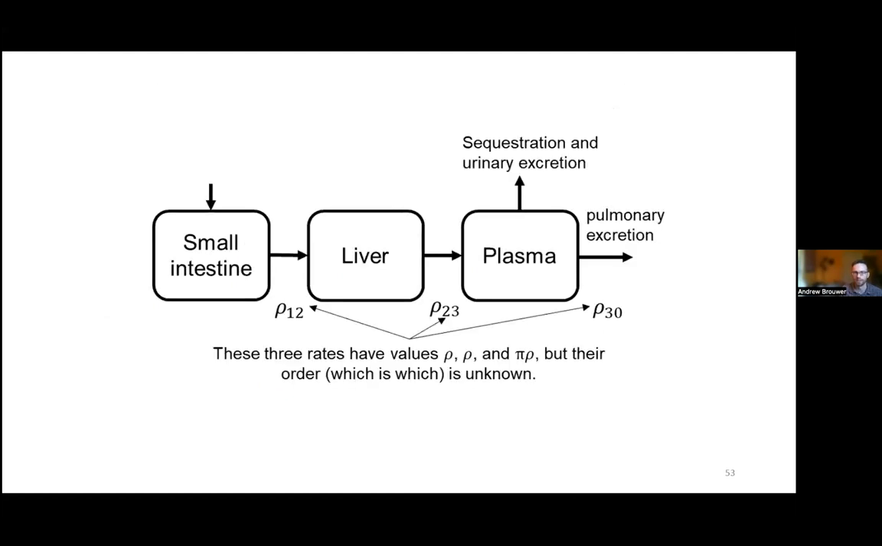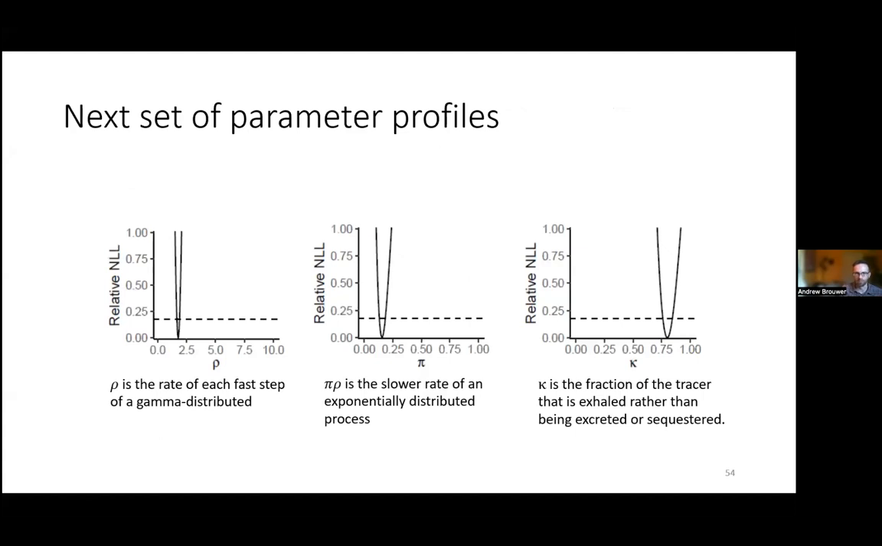And so that leaves us with this model where you have 3 rates that you know the values of, but you don't know which one is which. You have one that's twinned, so you have a gamma distributed process, and one that is on its own as an exponentially distributed process. And you can only determine pulmonary from sequestration or urinary excretion. If we get a set of profiles, we can identify each of them. Again, rho is a gamma distributed process, pi rho describes an exponentially distributed process, and kappa here is the fraction of tracer that is exhaled.